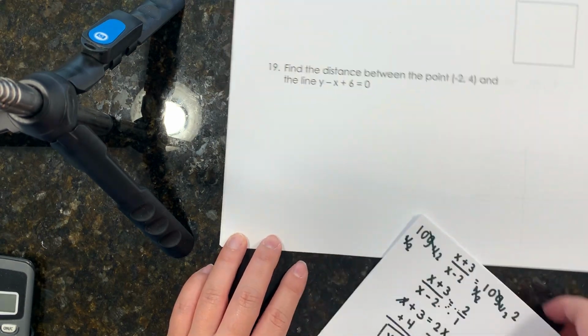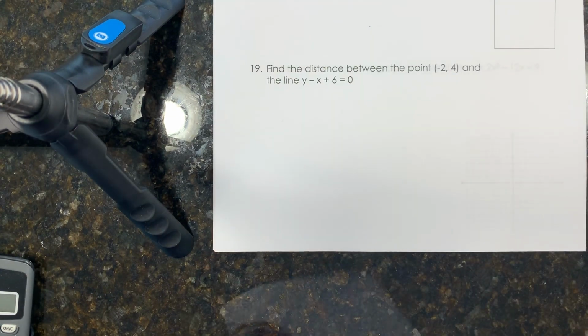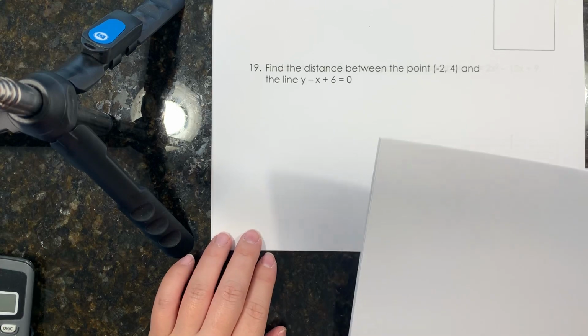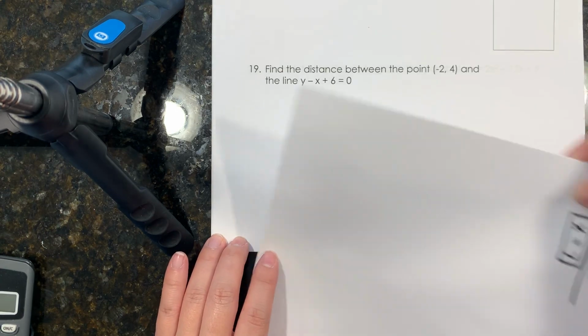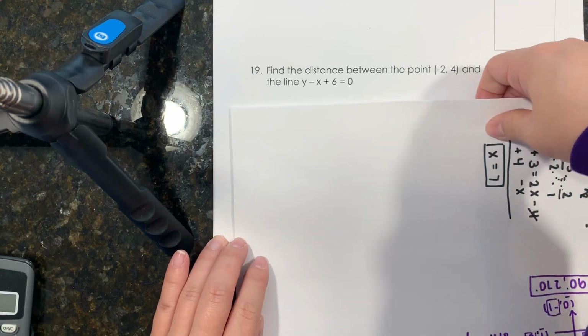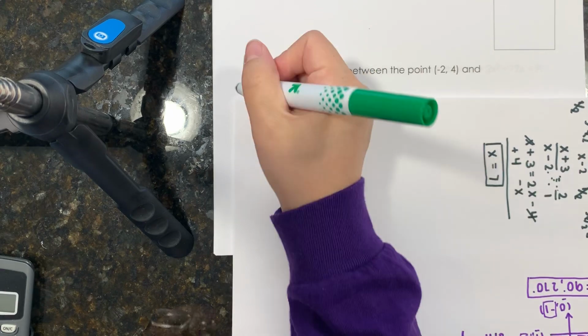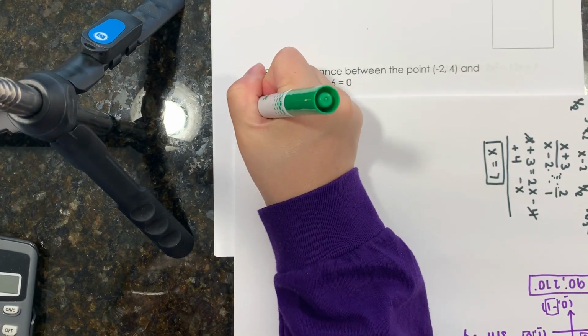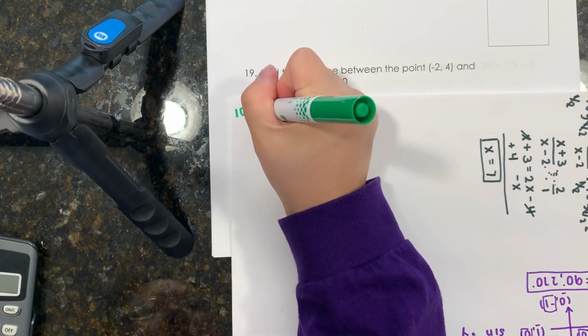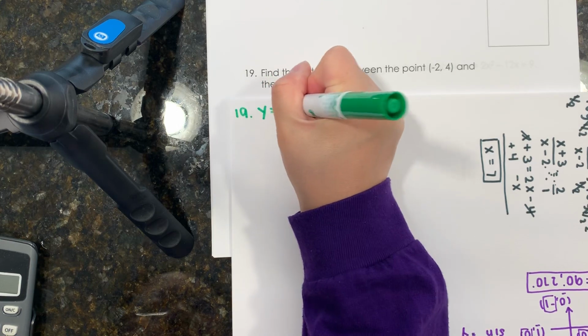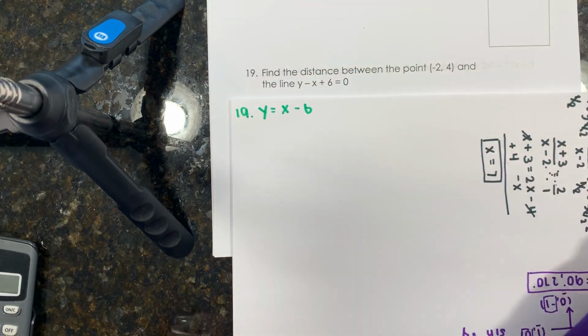Now moving on to number 19, which is the distance between a point and the line. So this is going to be one of those problems that has multiple steps. What we have to do first is solve for that line. So for number 19, I have to put this into slope-intercept form. So that would be y equals x minus 6.